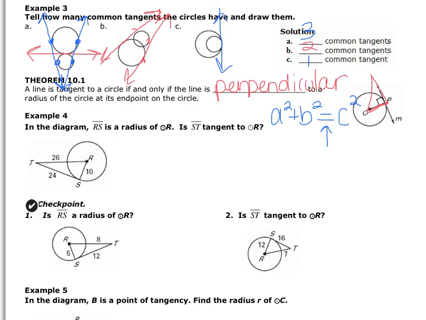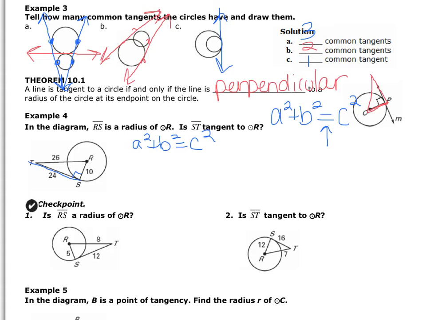So in example 4, they're telling us that RS is the radius, and they want to know, is ST tangent? If ST is tangent, it is going to indeed be perpendicular right there. Well, the only way we know it's perpendicular is if we do the Pythagorean theorem, and indeed the sum of the squares of the legs is equal to the hypotenuse squared. Now, what you have to be careful about on these pictures is this 26 here is just for this outer portion of RT. It's not for the whole entire thing.